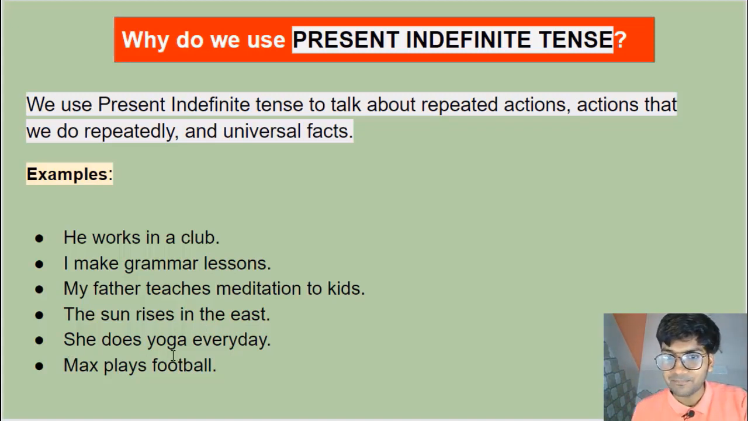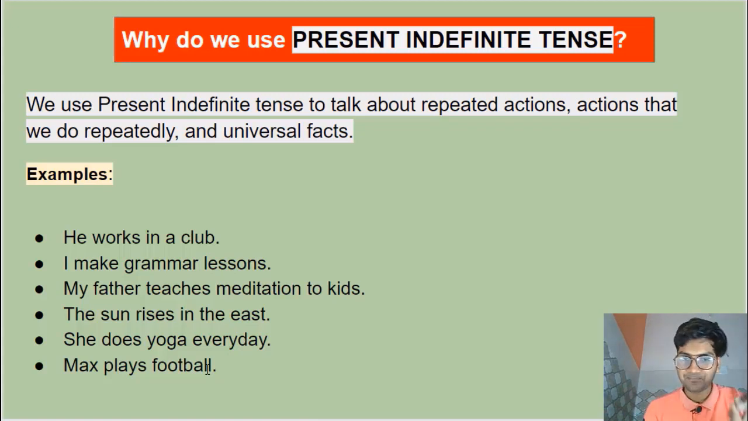She does yoga every day. This is what she does, okay? She does it over and over again. And what is the frequency? She does it every day. She does this action every day. Max plays football. This is what he does, and he does it over and over again. This is a regular action that takes place over and over again. Now, we do not know the frequency of the action, but we can know it if we want to know it, right? We can use some adverbs of frequency and talk about the frequency of this action as well.